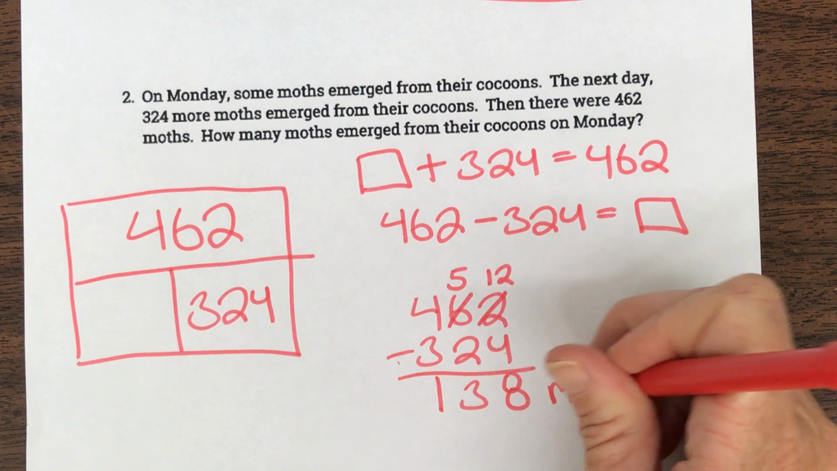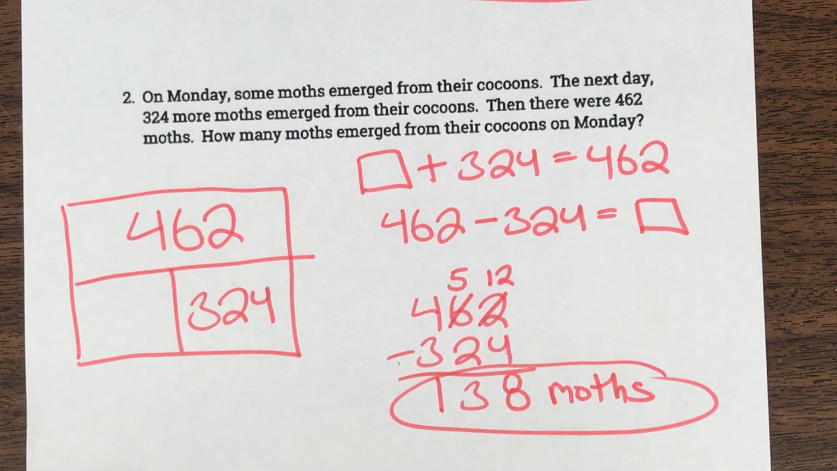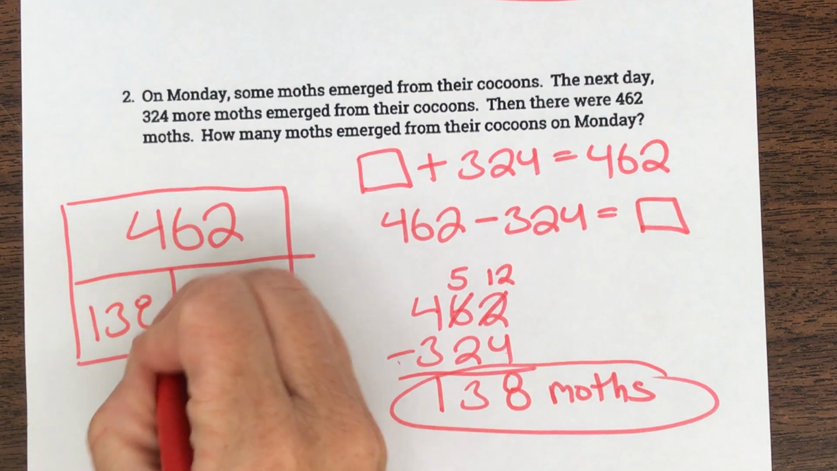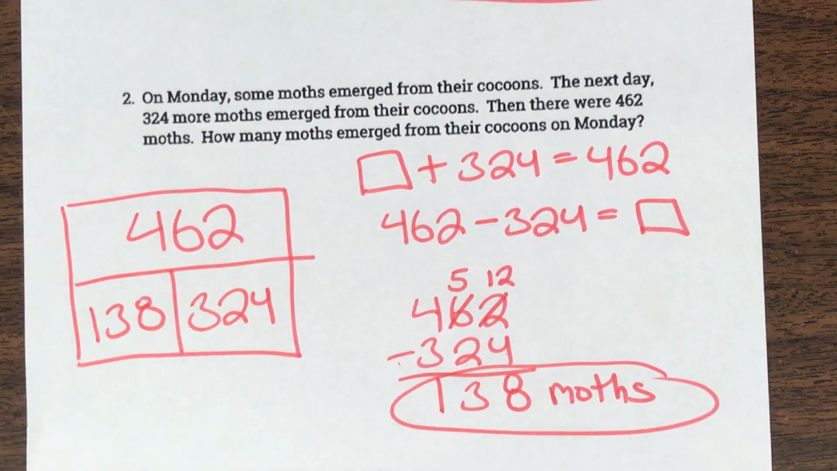So my answer is, on Monday, 138 moths must have emerged from their cocoons. And that's my other part. So my 2 parts equal my whole.